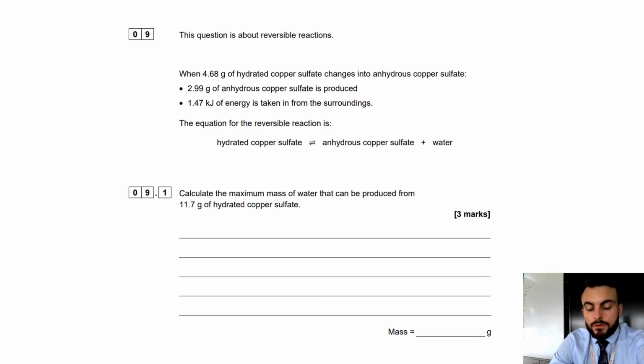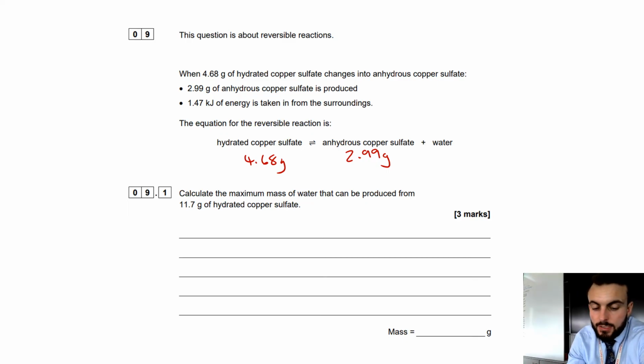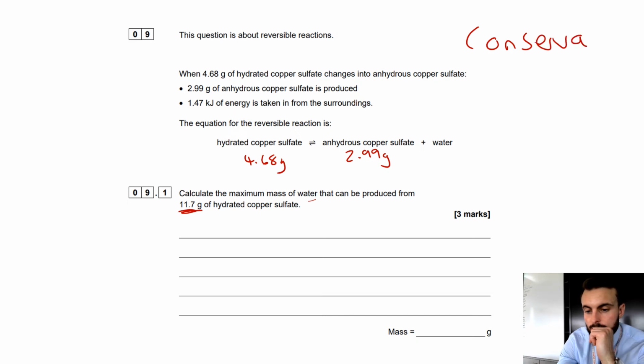So this question is about reversible reactions. When 4.68 grams of hydrated copper sulfate is changed into anhydrous copper sulfate, 2.99 grams of anhydrous copper sulfate is produced. And then we've got an amount of energy taken in from the surroundings. It's endothermic, doesn't matter, it's irrelevant for this question. For this, we are working out the maximum mass of water that can be made if we use 11.7 grams of hydrated copper sulfate. So, first thing you need to think about for this question is conservation of mass.